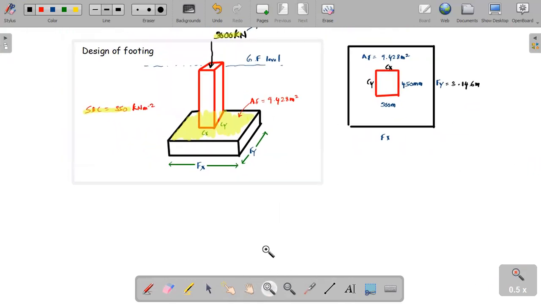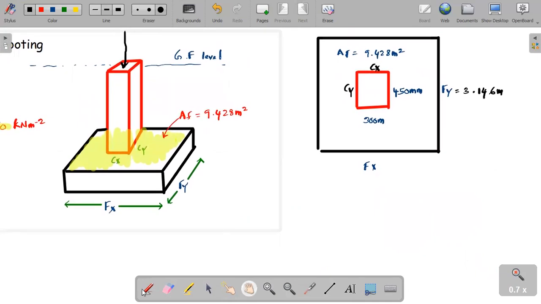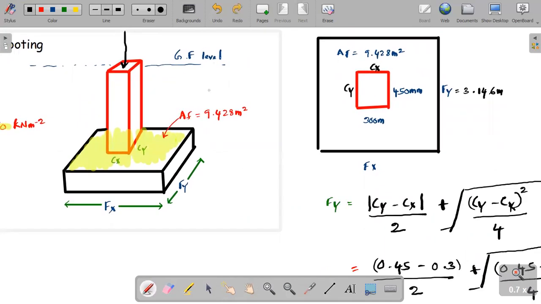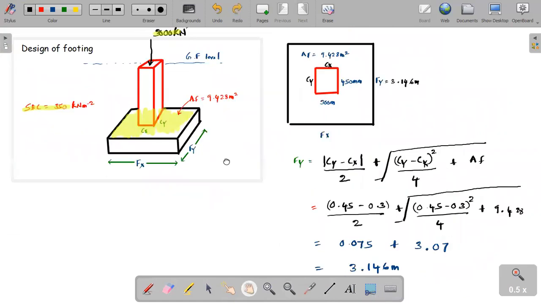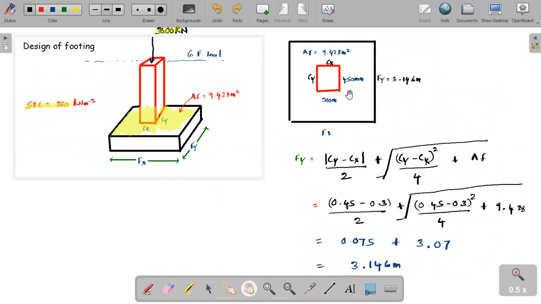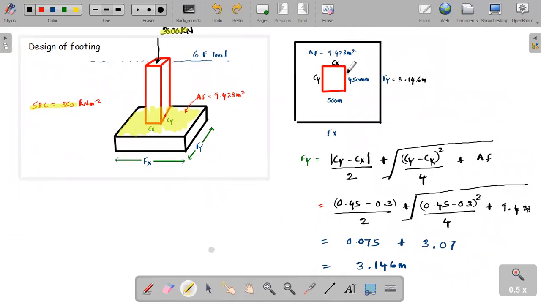Okay, now let's come to find the Fx. Now it's easy for us. There is something I have to tell you. Can you remember I told you, if the column is square type, nothing to worry about this equation. Why? If the column is square type, Cx and Cy are equal. Then Cx and Cy will be cancelled. Then here also Cy and Cx are cancelled. So this is equal to 0. This is equal to 0. You can just take the square root of AF. That's why we got the answer quickly. But this is a rectangular type. We need to use this formula.